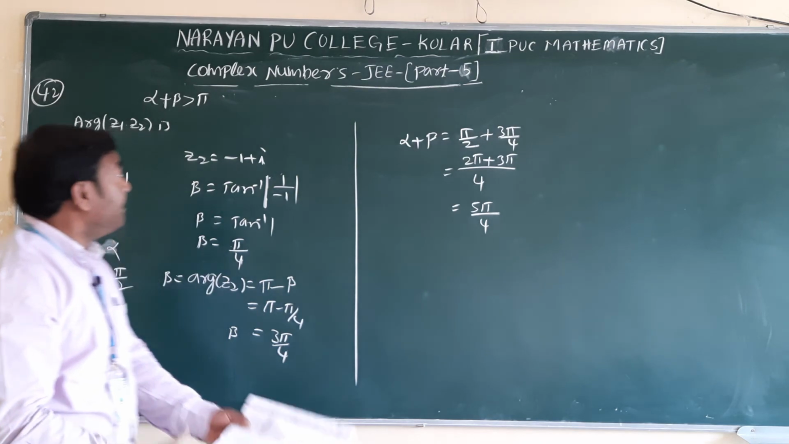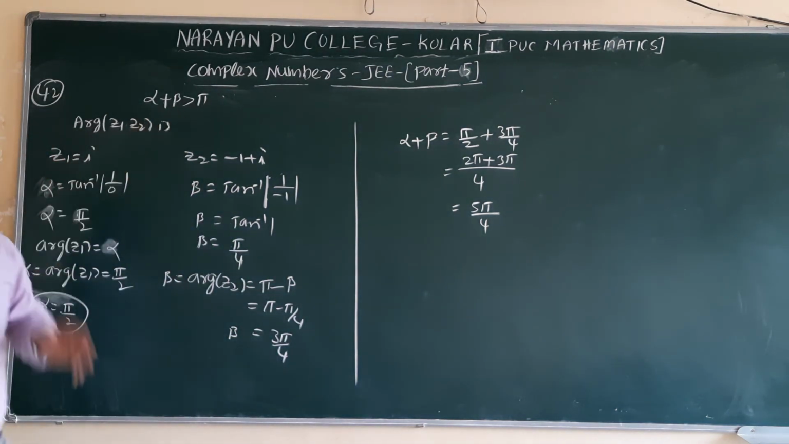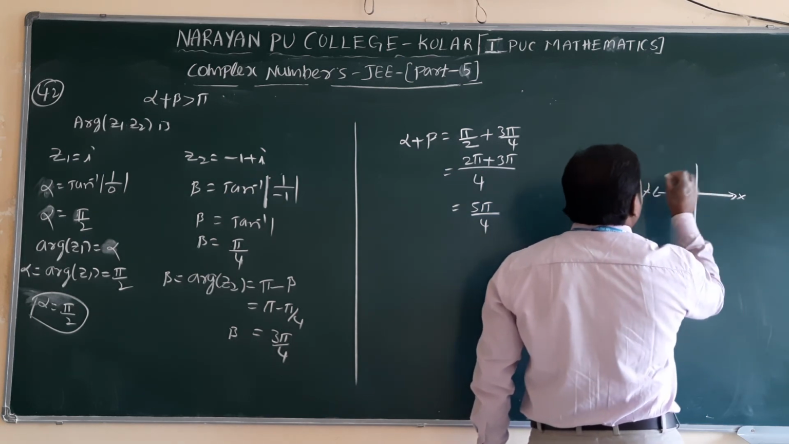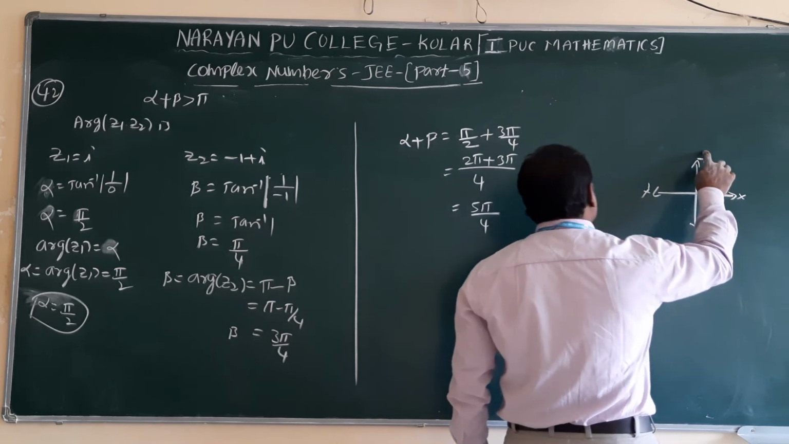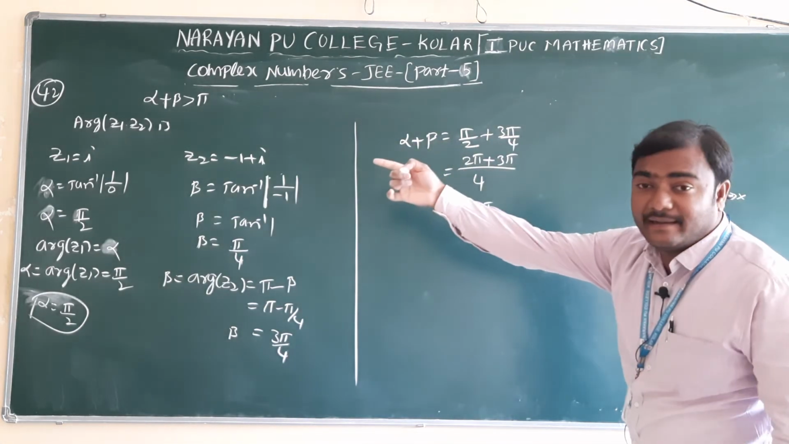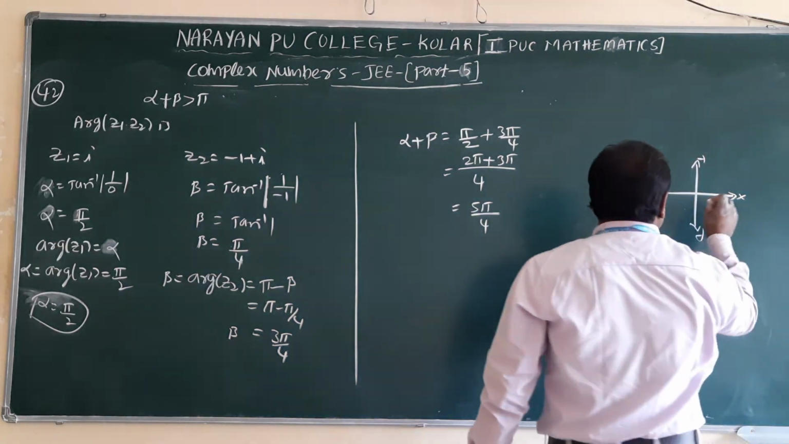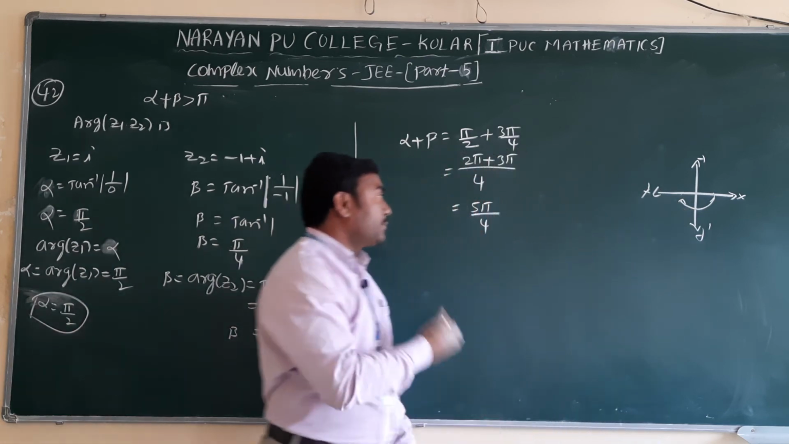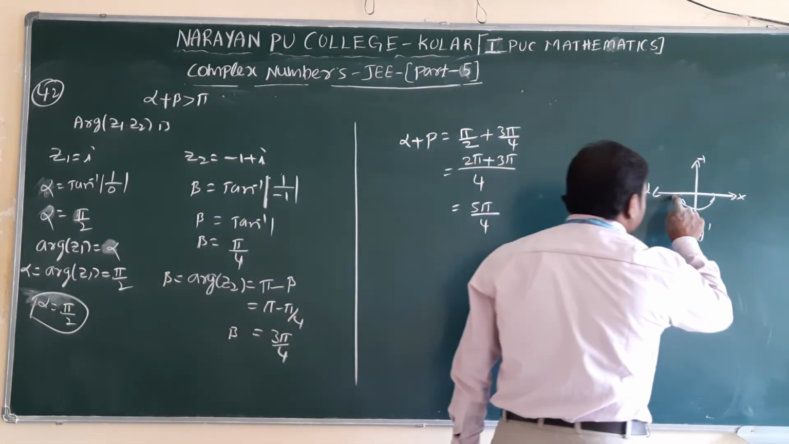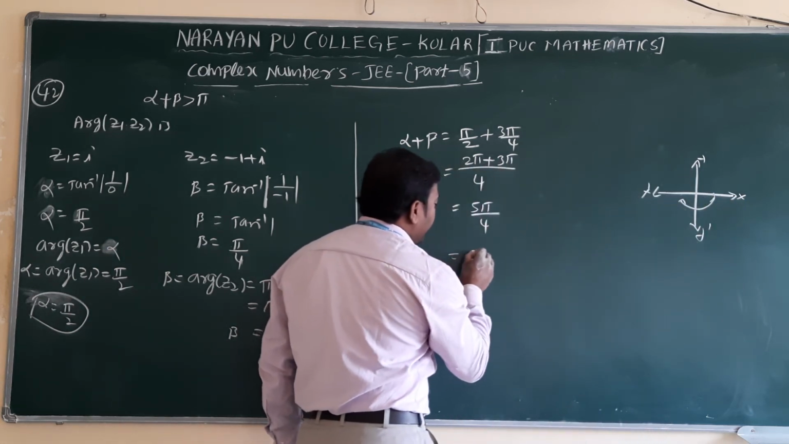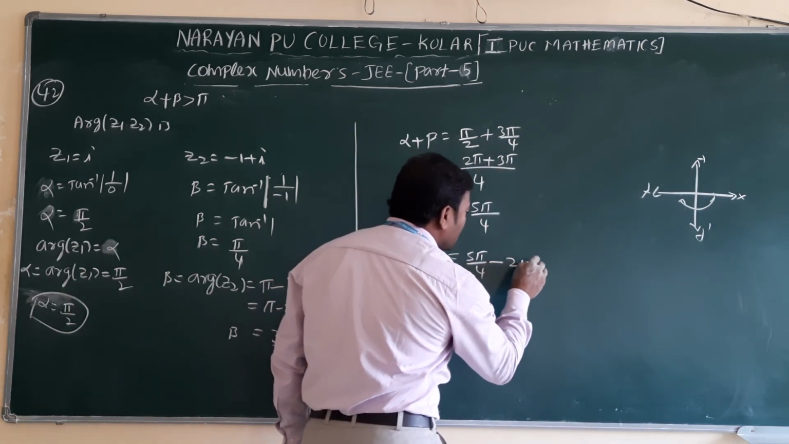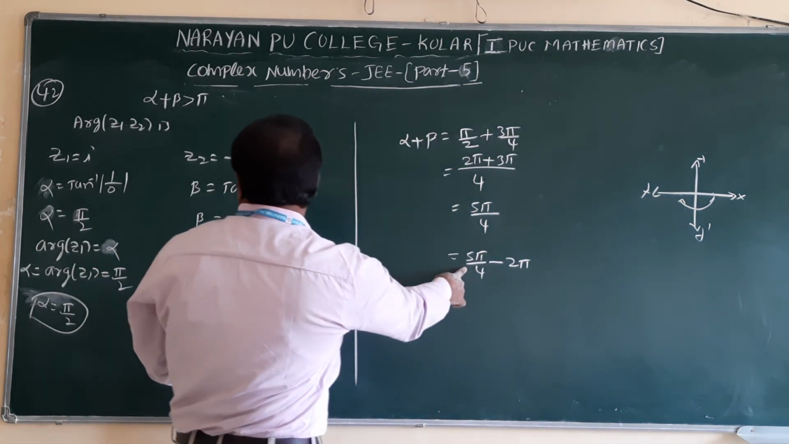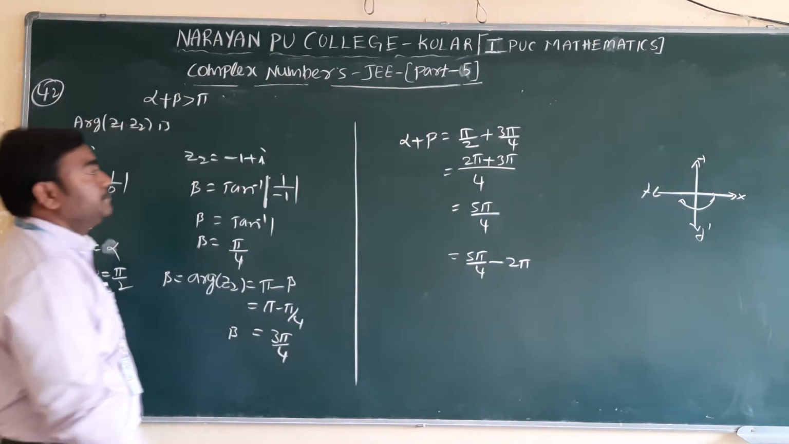But observe here, the value of alpha plus beta is greater than pi. On the axes we have 90, 180 degrees, and alpha plus beta is greater than pi. It is approximately 225 degrees, so we have to subtract 2 pi. 5 pi by 4 minus 2 pi radians gives the principal argument.